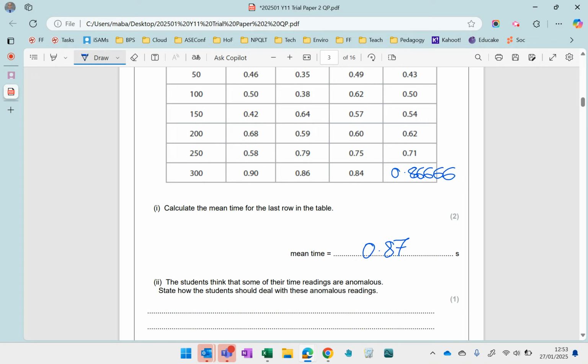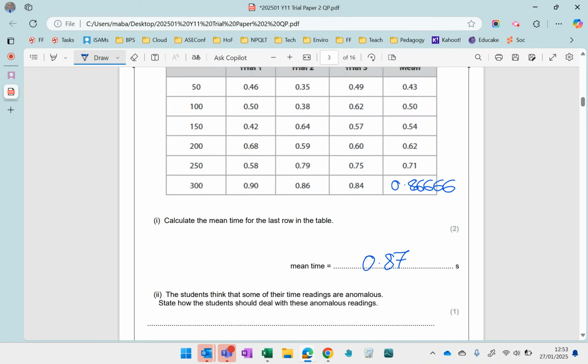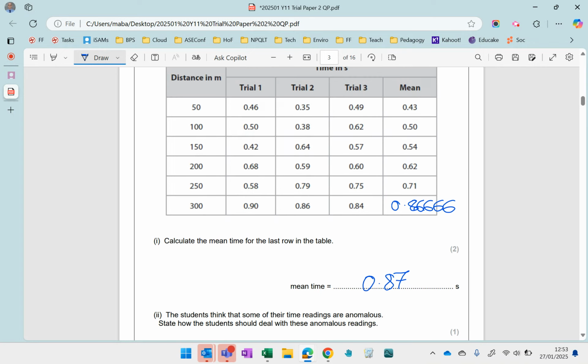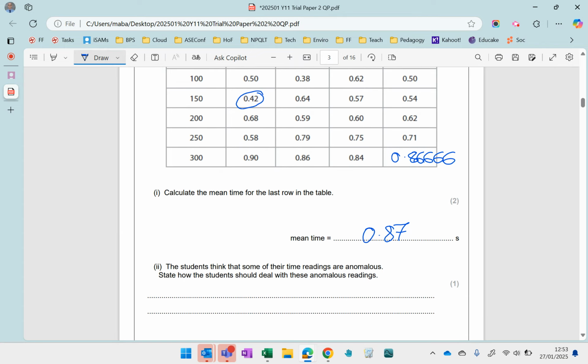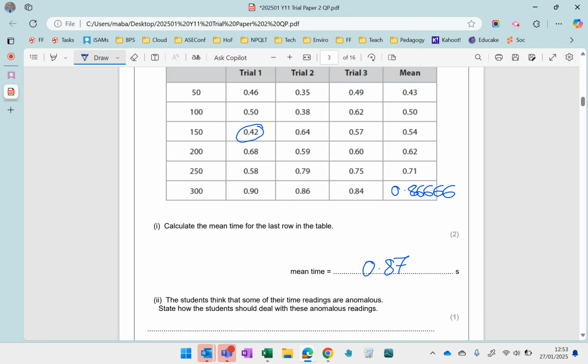Some of the time readings are anomalous. If you look back in the table, you can see that some of them really are outliers. This one doesn't seem to fit the pattern with the rest of it. So what can you do? Well, you've got 2 choices.